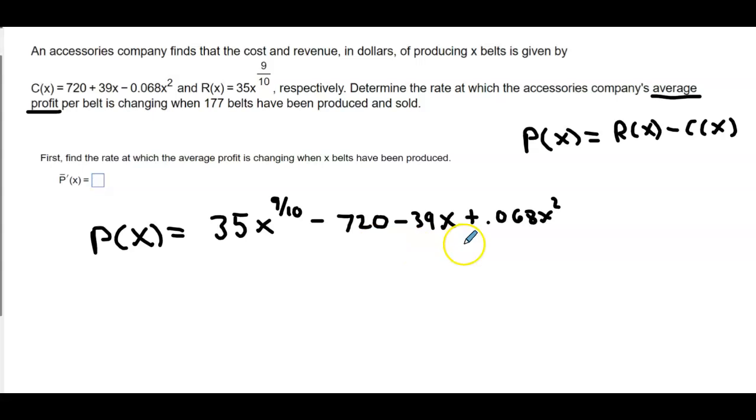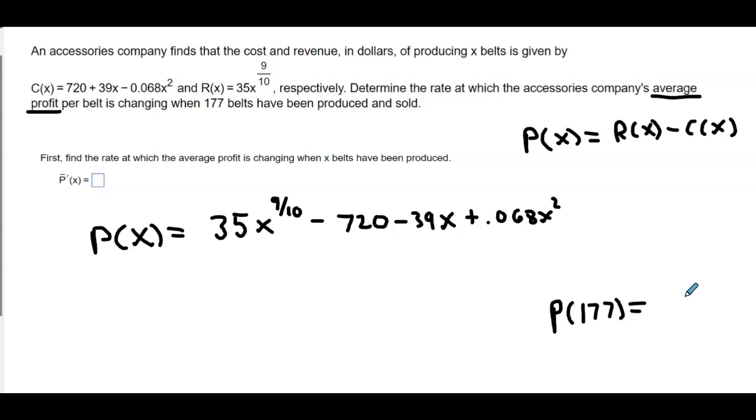Now this is the profit function, and that's actually not what they're referring to in the question here. We want the average profit function. So if you consider what the profit function would give us as an output, if I were to, let's say, plug in 177 belts, the output here would be the total profit associated with all 177 belts produced and sold. So for a per belt average, we would need to divide that total by 177.